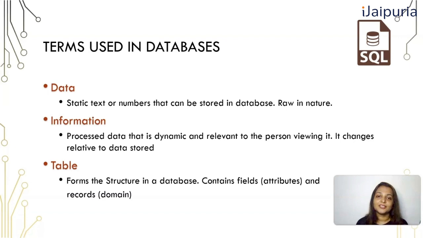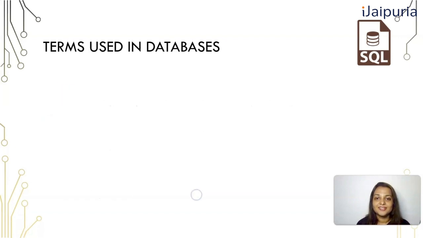Next, we have tables. A database consists of tables, and tables are the part wherein we have rows and columns. Rows are called records and columns are called fields. So we are going to look at how these are maintained. Fields are attributes, and records are also maintained in the form of domains.